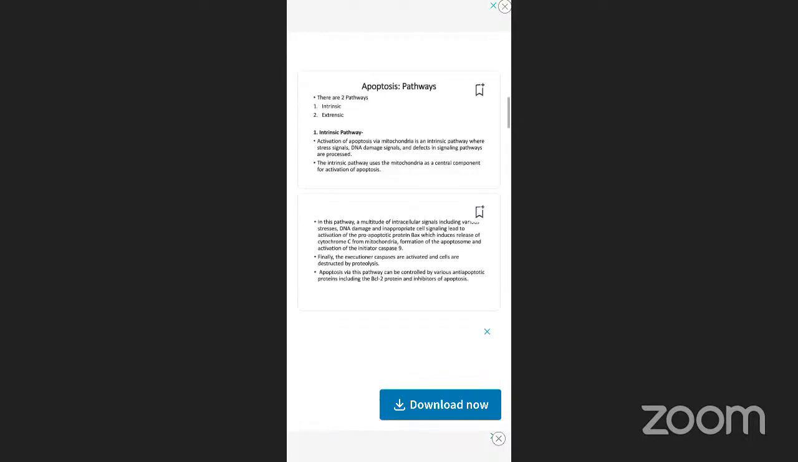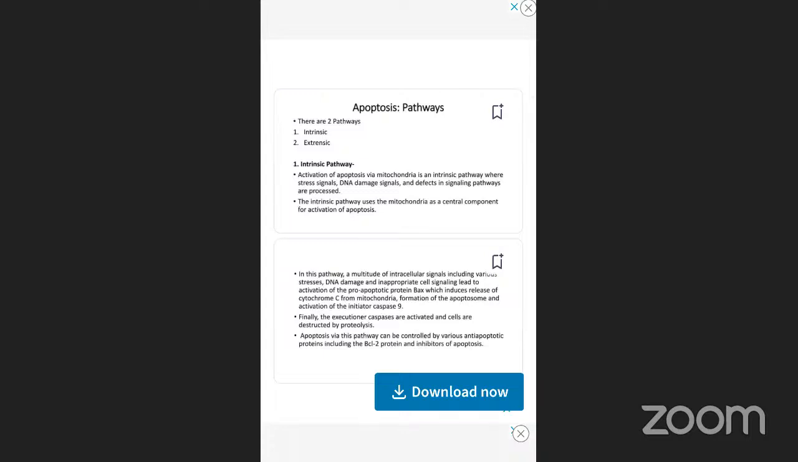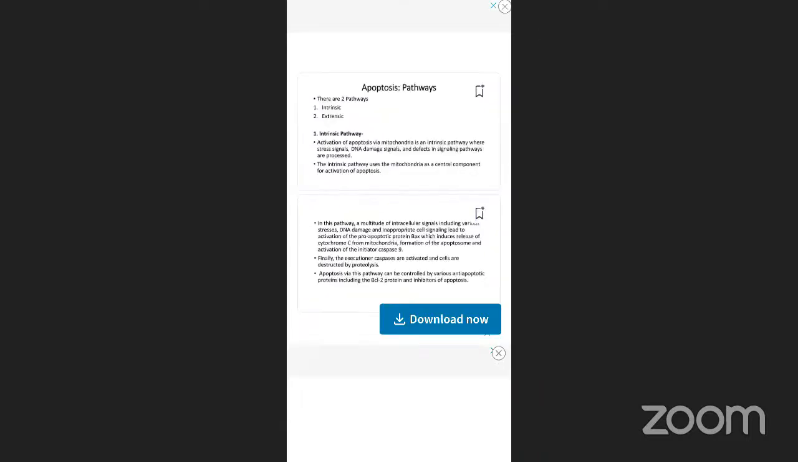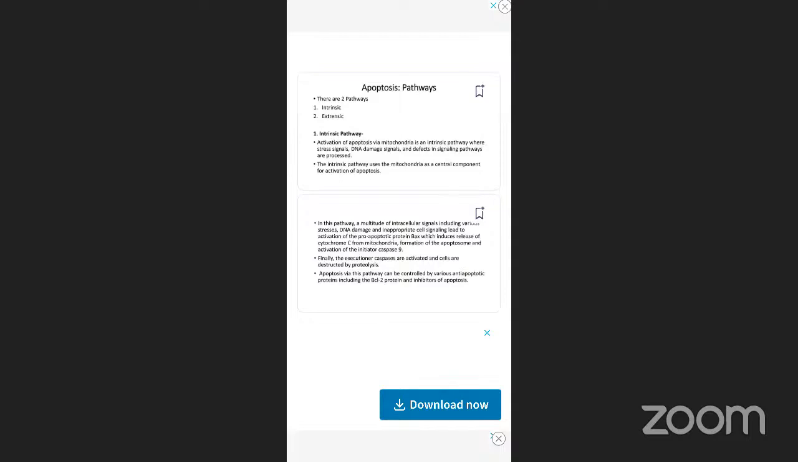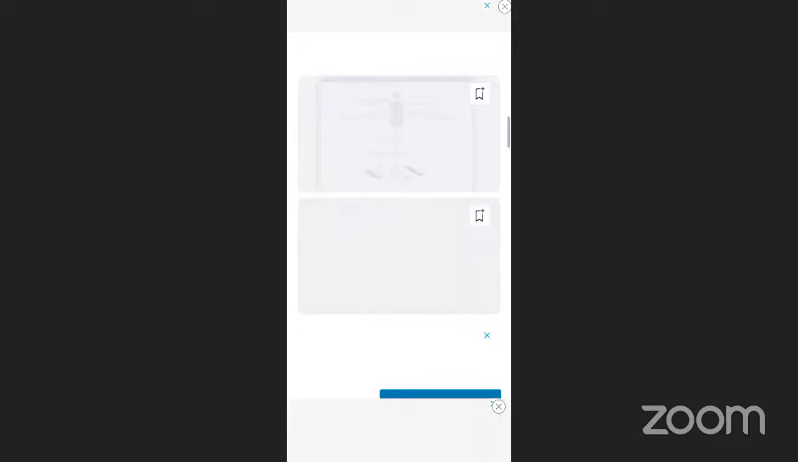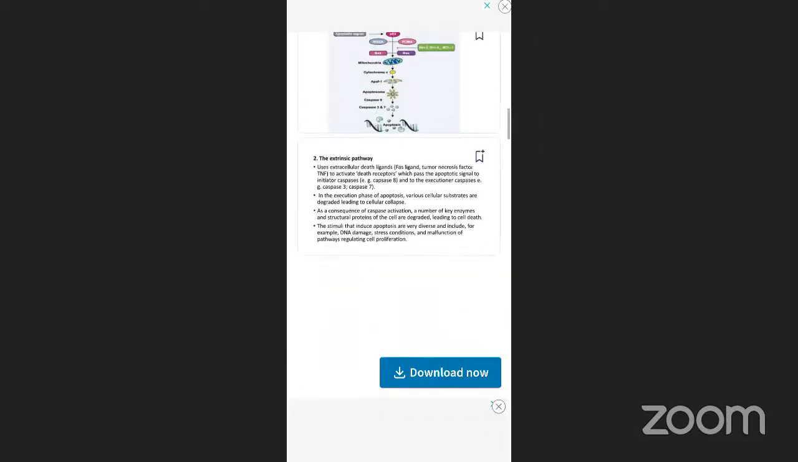What are the apoptosis pathways? There are two pathways: the intrinsic pathway and the extrinsic pathway. The intrinsic pathway is the activation of apoptosis via the mitochondria, where stress signals, DNA damage signals, and defects of the signaling pathways are processed. The intrinsic pathway uses the mitochondria as the central component for the activation of apoptosis. This diagram shows the intrinsic pathway.